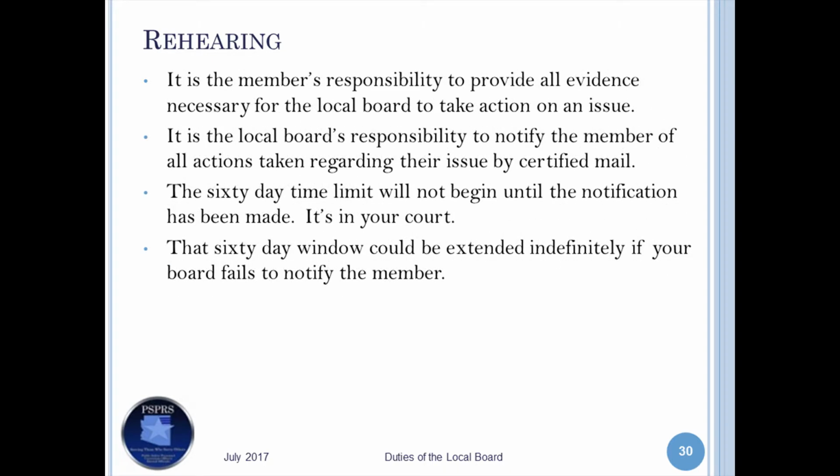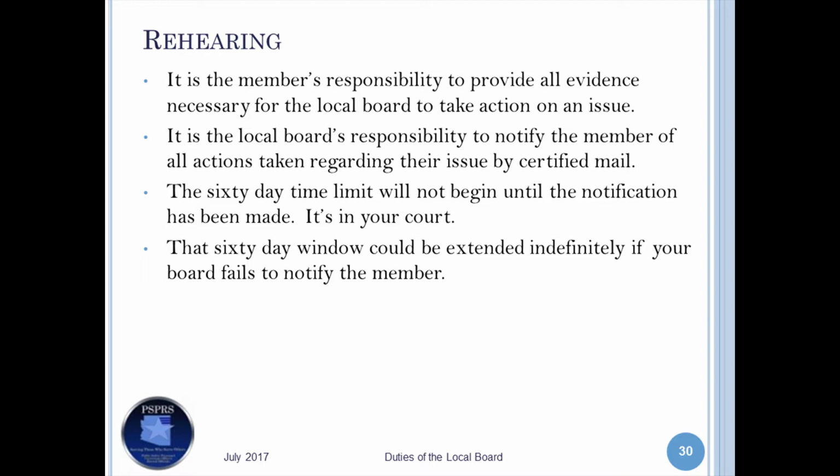Rehearing may come up if the member's responsibility is to provide all the evidence for the local board to take an action on an issue. In other words, we've had local boards who've received an application for a disability. They've gone through the process, they've looked at it, and there's insufficient medical evidence based off the doctors they've listed. You table that discussion and ask the member to provide additional documentation, especially on a rehearing situation. If there's no new medical evidence, what do you do? Deny it or move forward, table it again.